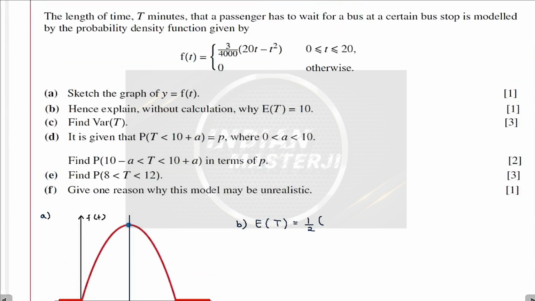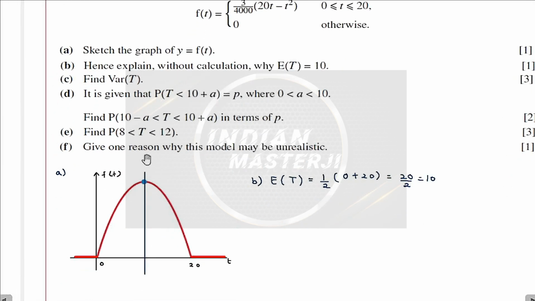So here the interval is 0 to 20, so it will be half of 0 plus 20, or the mean of the endpoints of the interval. So it will be 20 divided by 2, which is equal to 10. So since it has got a line of symmetry here, we can directly say E of t is equal to 10. Okay, let's go to part C.